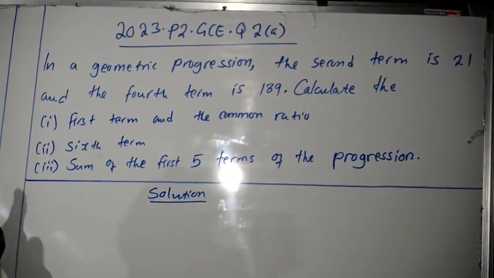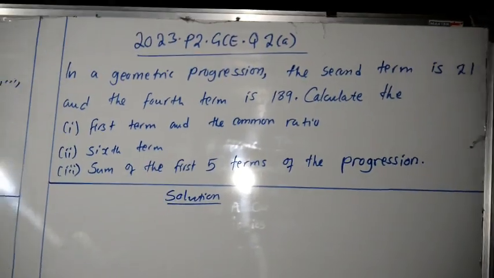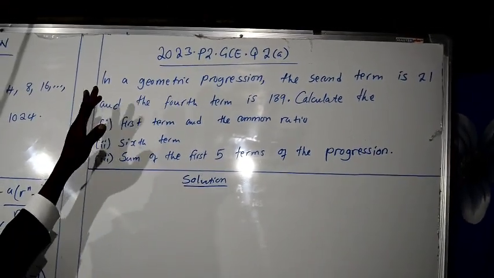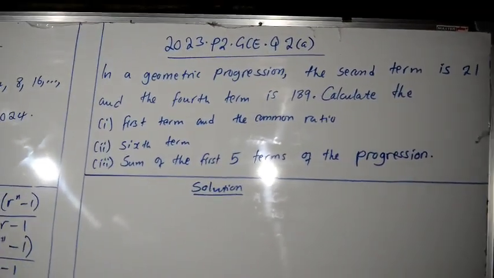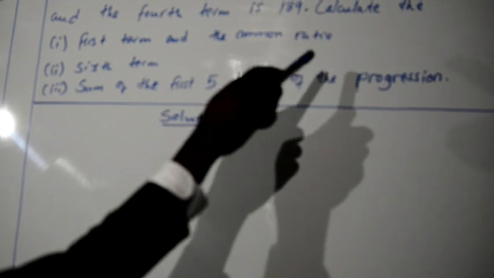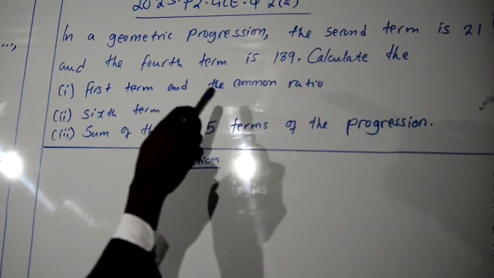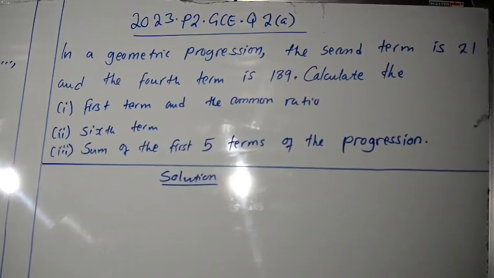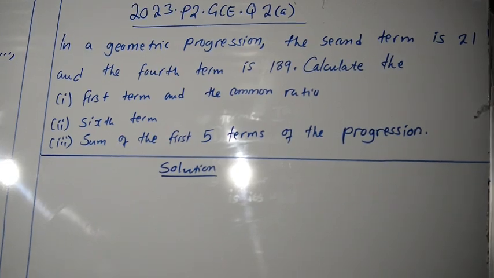So this is another way on how they can ask questions under GP. So let us look at this question which came in 2023, paper 2 GCE. The question reads, in a geometric progression, the second term is 21 and the fourth term is 189. Calculate the first term and the common ratio.